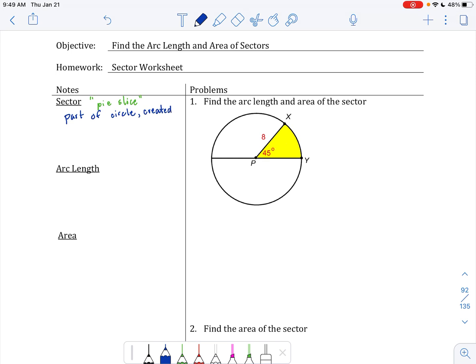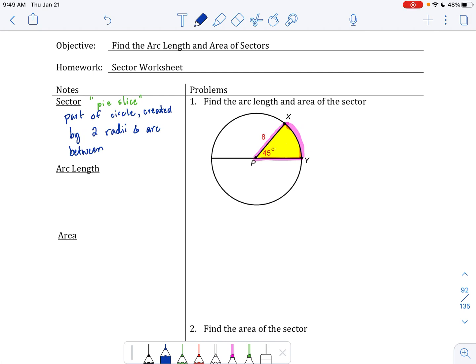It is created by two radii, so coming from the center, and radii is the plural for radius. It's a nice second declension masculine word for those of you who are interested in Latin. And then the arc between them on the outside of the circle. So if I'm looking at this picture here, the yellow sector would be formed by this radius PX, this radius PY, and then the arc between them is this arc right here.